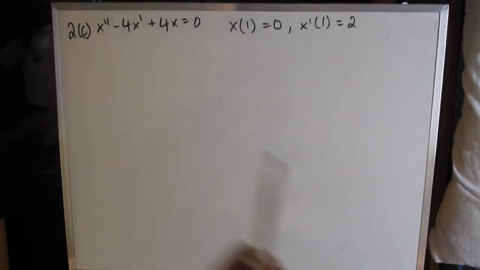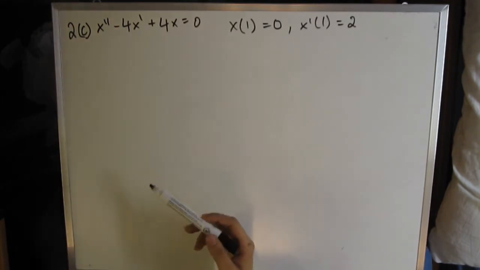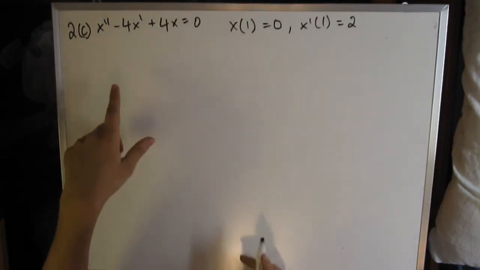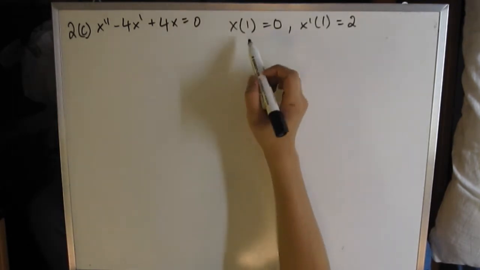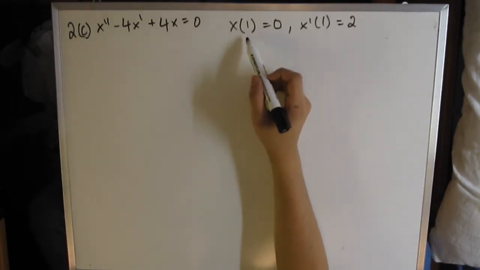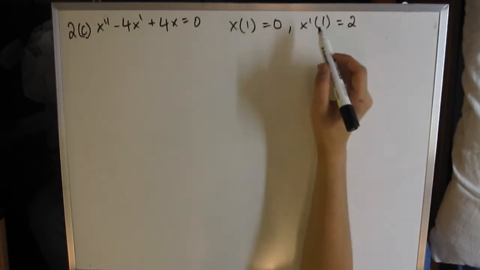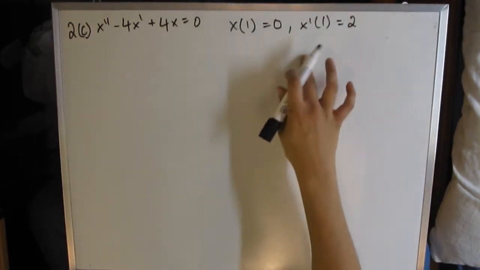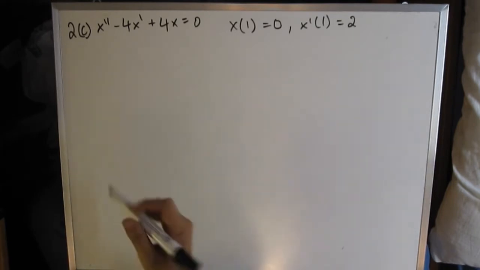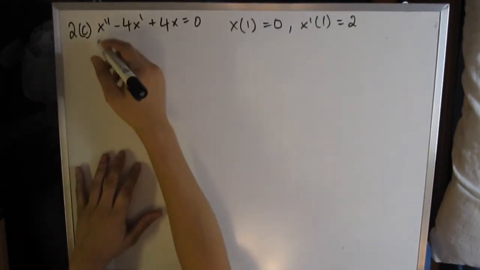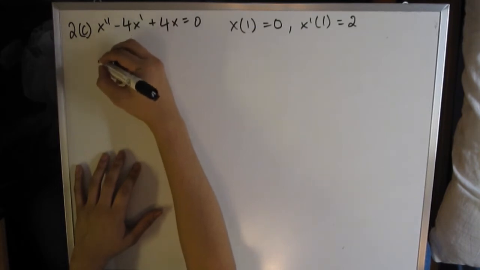Hi, so here we are with question 2c, where the double derivative of x is minus 4 times the first derivative of x plus 4x is equal to 0, where x when t is equal to 1, x is equal to 0, and when t is equal to 1, the derivative of x is equal to 2. So we're just going to go ahead and solve for this equation, and as always, we're going to take the x's out and put m's in.